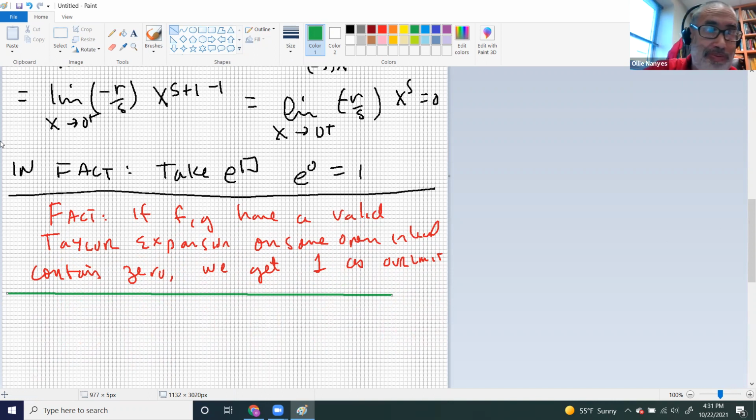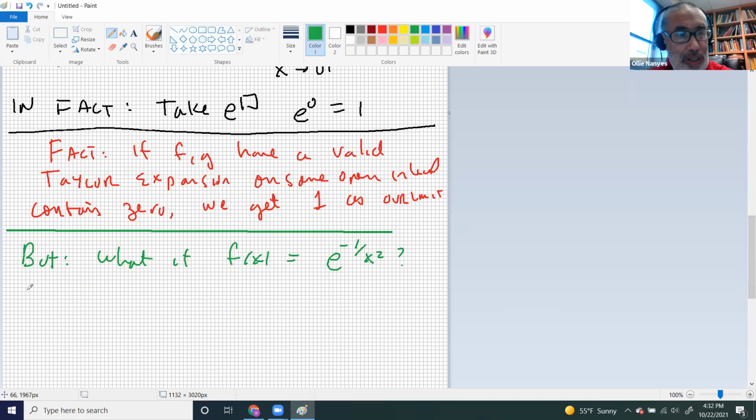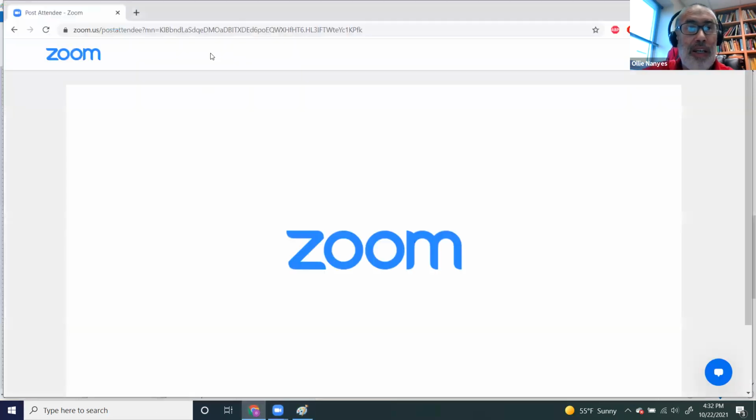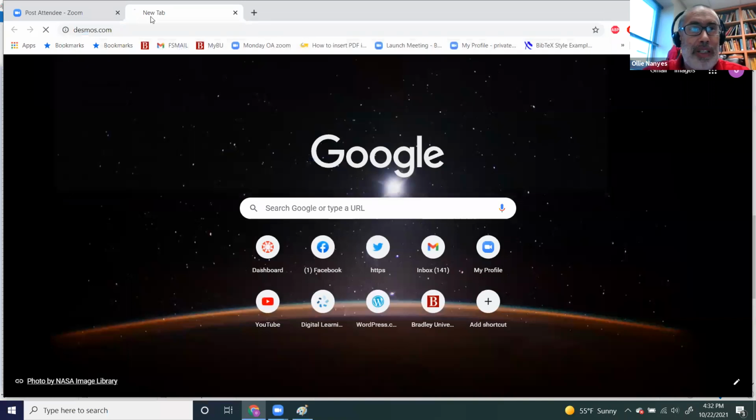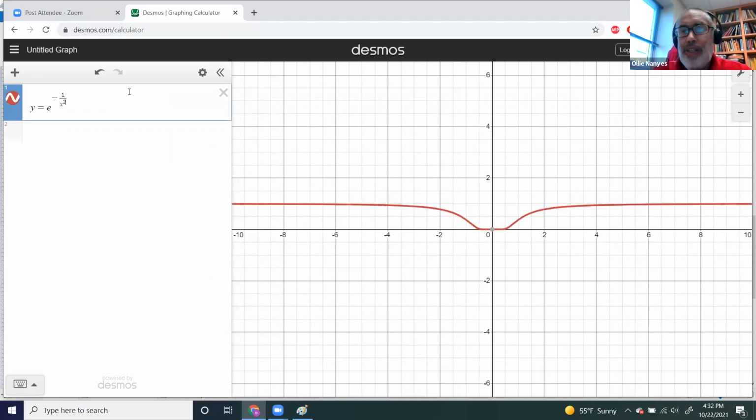But what if your f, your base function, is this function right here? Now you might be saying, well, wait a second, this function is not defined at 0, but notice the limit as x goes to 0 of e to the minus 1 over x squared is in fact 0. And you can see this on Desmos here. We get y equals e to the minus 1 divided by x squared, and you can see this really flattens out near the origin.